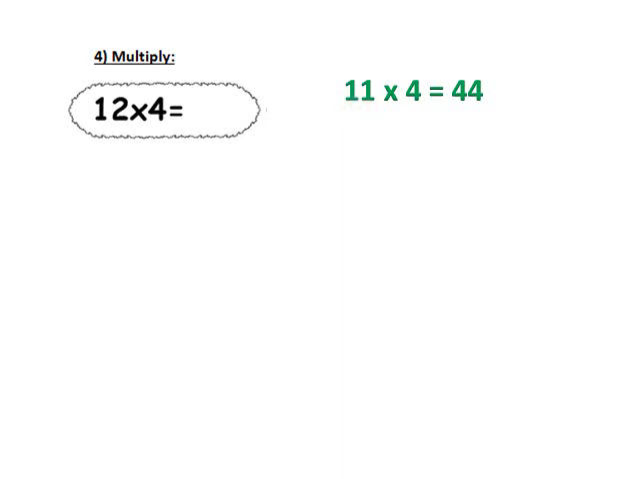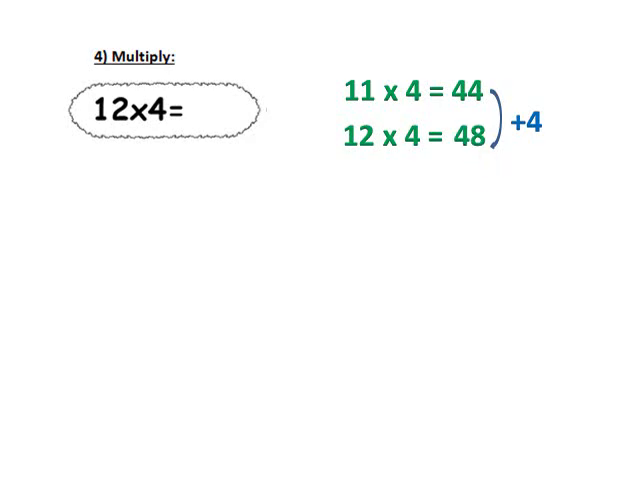I have 11 multiplied by 4, but I need 12 multiplied by 4. So I will add 1 four. I will add 1 four to give me 12 multiplied by 4. So I will just add 44 plus 4: 45, 46, 47, 48. So the answer is 48.